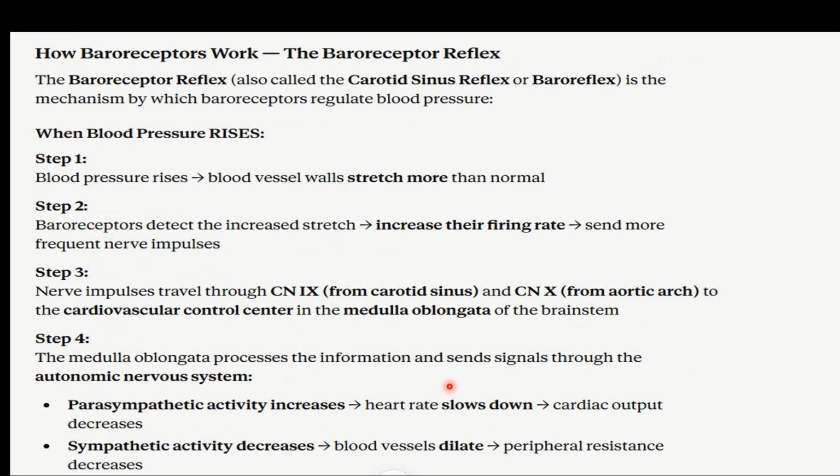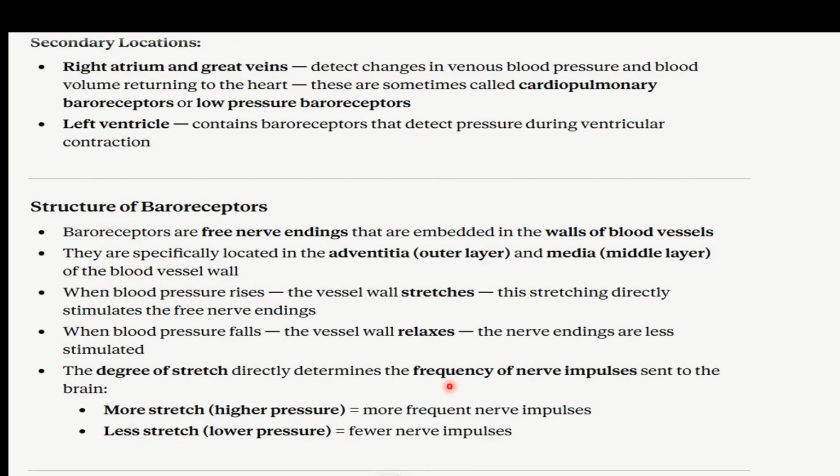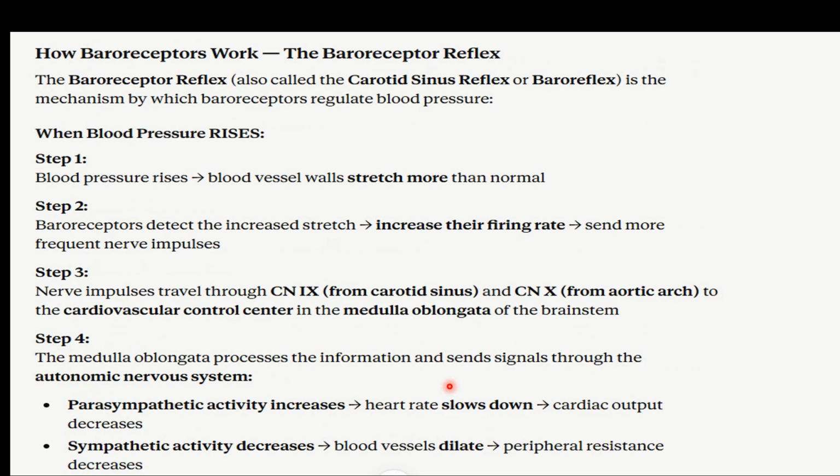Okay. Now we know what a baroreceptor is, we know the structure, and we also know the locations. It's time to understand how it really works. So we have two cases. Firstly, we should know about the baroreceptor reflex. The baroreceptor reflex, also called the carotid sinus reflex or baroreflex, is the mechanism by which baroreceptors regulate the blood pressure. Okay, it is the mechanism.